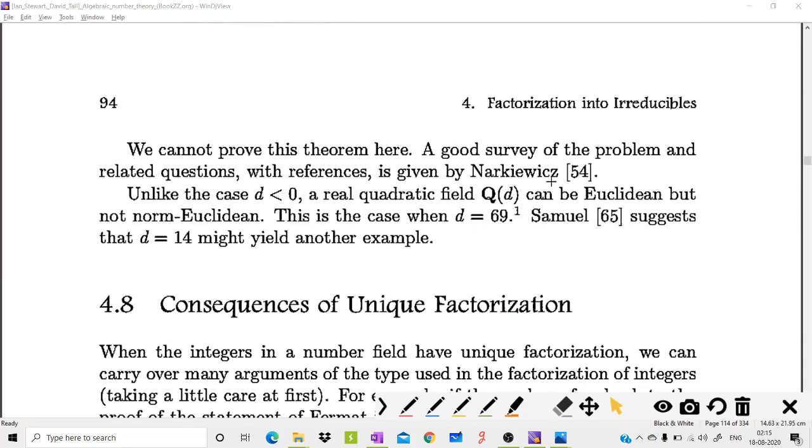Here, a good survey of the problem and related questions with references is given in this book. So this is one of the research problems in algebraic number theory: to evaluate the Euclidean domain corresponding to a given D. So this is up to the end of module 3. Next we will discuss module 4. Start with chapter 5. In chapter 5 there will be a study of ideals. Okay, thank you.